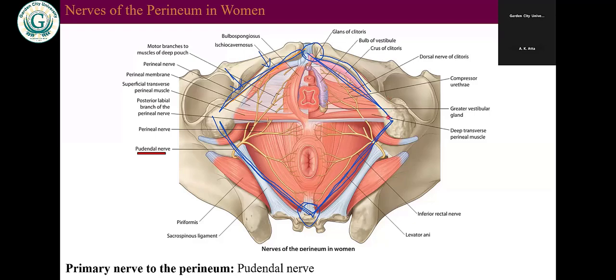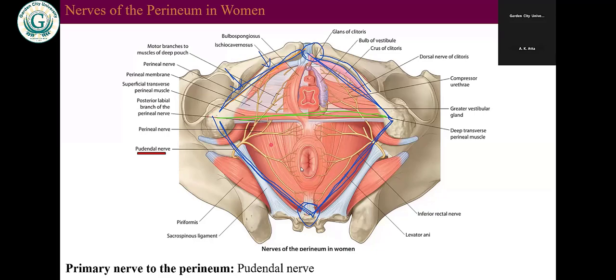Then there is an imaginary line connecting the ischial tuberosities. So that you're going to have two triangles: the anterior triangle, then the posterior triangle. The posterior triangle is the anal triangle.